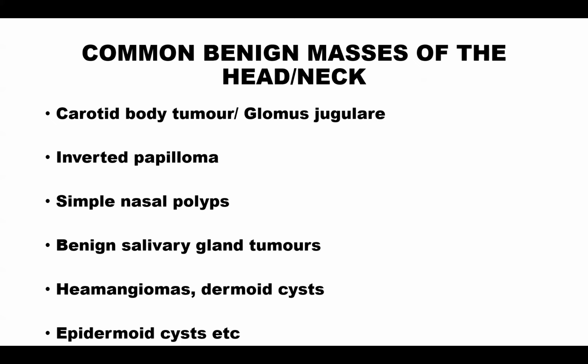Now, other common benign masses include carotid body tumors, glomus jugulare. Now, in the sinuses, in the nose and paranasal sinuses, talk about inverted papilloma. You can also have simple nasal polyps. You have benign salivary gland tumors like pleomorphic adenomas can be found around the parotids, even the other salivary glands. Hemangiomas, dermoid cysts, epidermoid cysts.